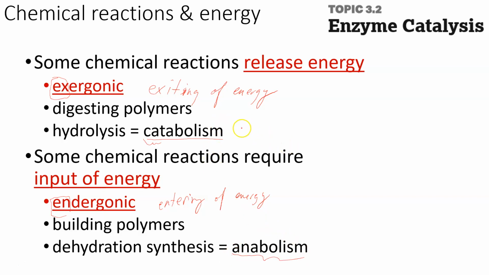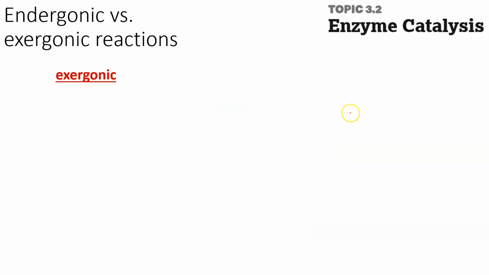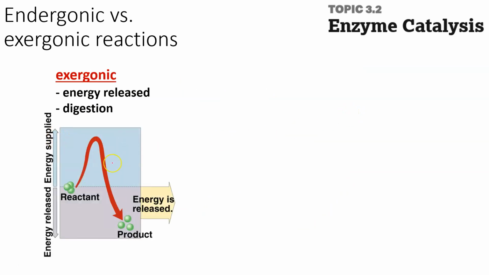So catabolism, anabolism, again, these are coupled together, right? They work hand in hand, right? Catabolic reactions and anabolic reactions are part of the same system in every cell. So, endergonic versus exergonic reactions. Exergonic energy release, it's in digestion.